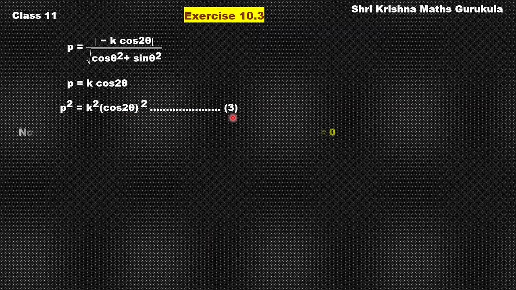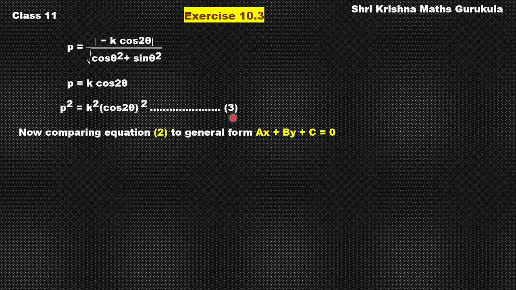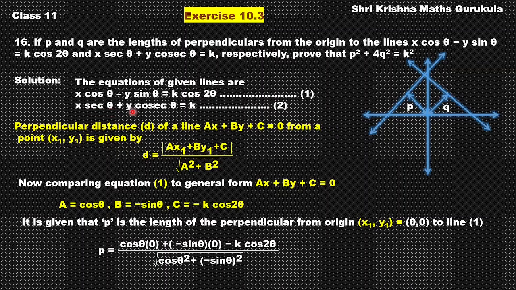Now we'll consider the second equation. Comparing equation 2 to the general form, what do we get? A is secant theta, B is cosecant theta, and C is minus k. You want to check? Check this. A is secant theta, B is cosecant theta and C is minus k. Right?